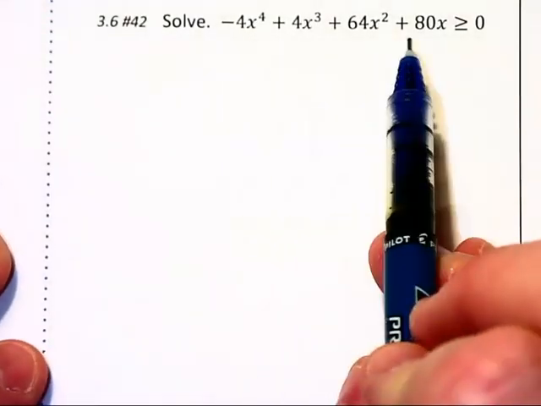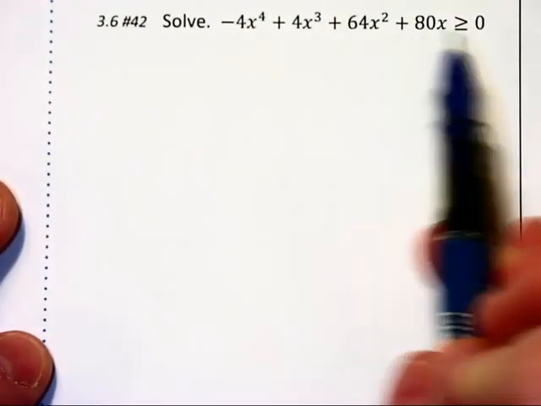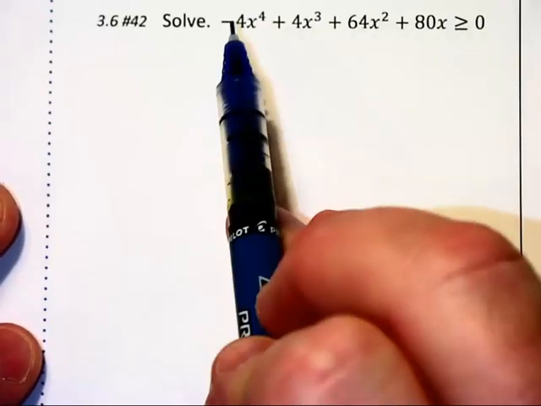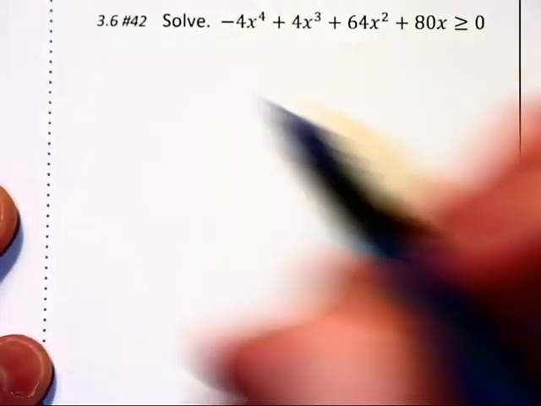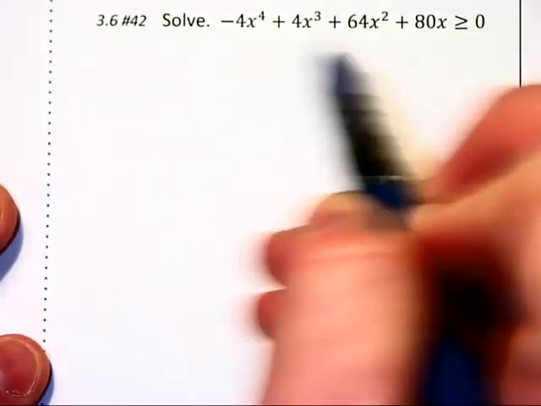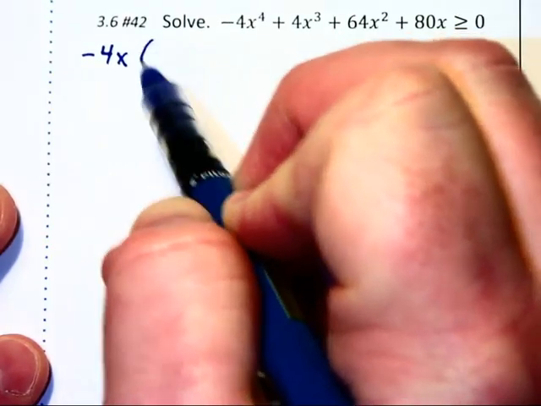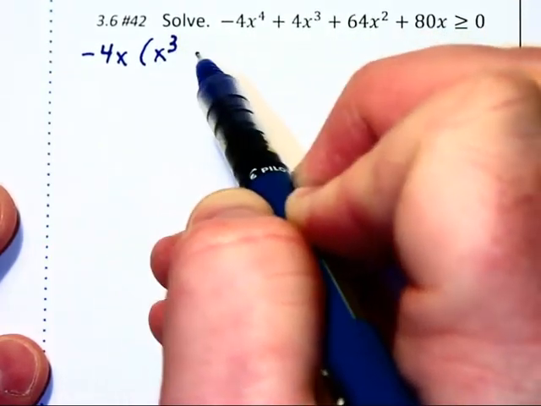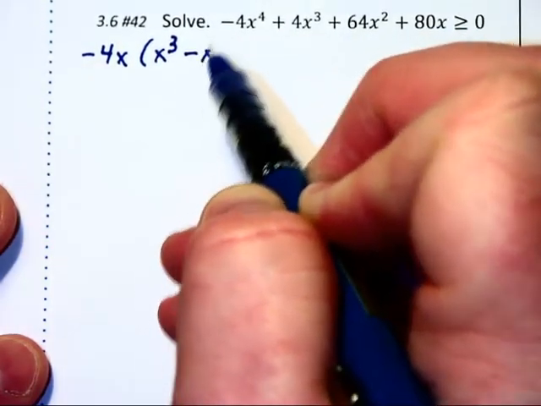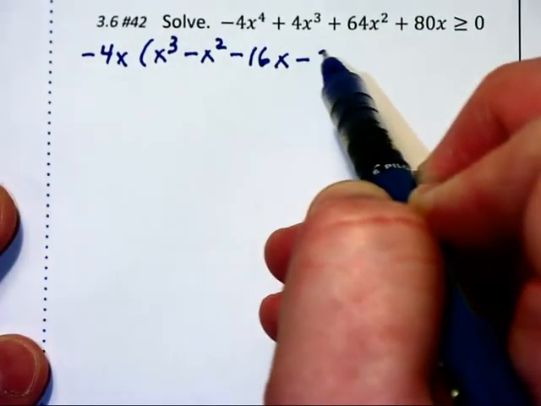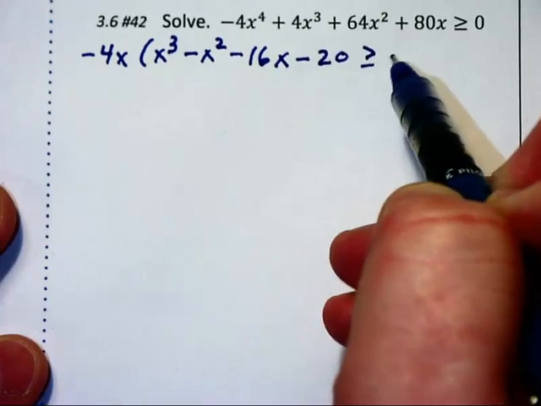We want to solve this next polynomial inequality. It's nice to see that it's already got 0 on the right hand side, but we need to factor this left side. So on the left, I note that I can factor out a negative 4x. This leaves me with x to the third minus x squared minus 16x minus 20 greater than or equal to 0.